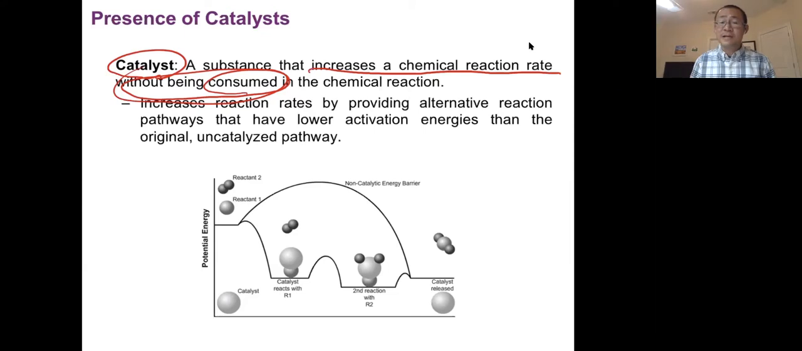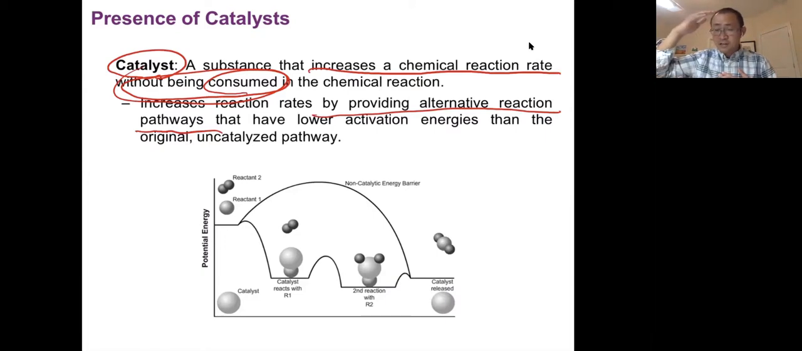Again, catalyst is something that can increase the reaction rate, but without being consumed. Itself, it will not be consumed. That's why we don't need a lot, only a tiny amount of catalyst, because it can be regenerated. What a catalyst does is it provides an alternate reaction pathway that has a lower activation energy.